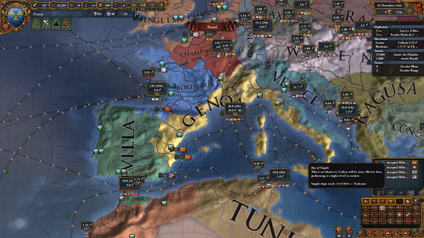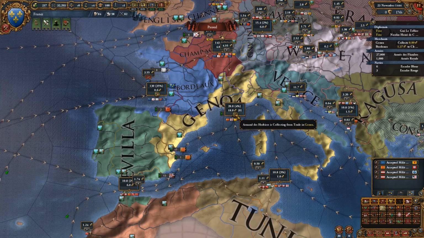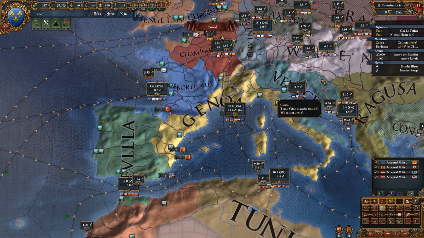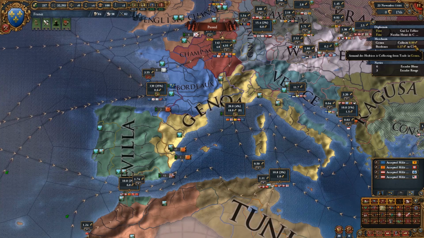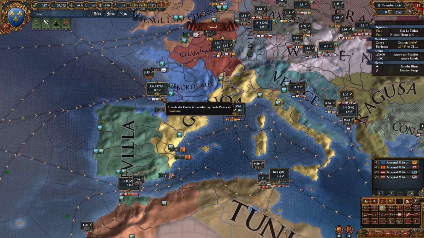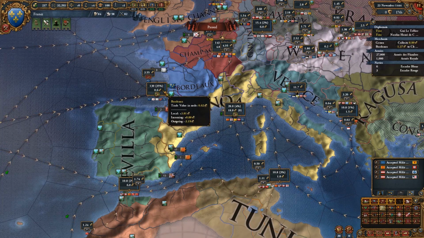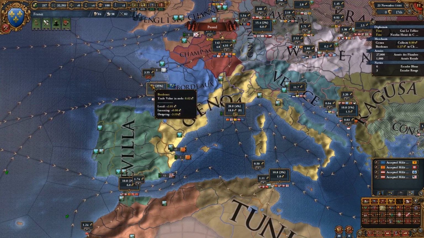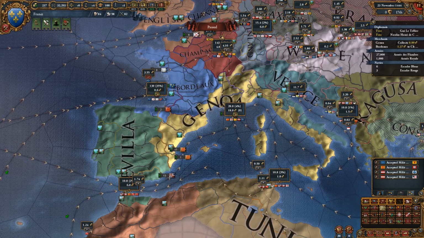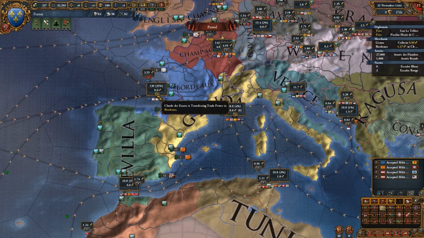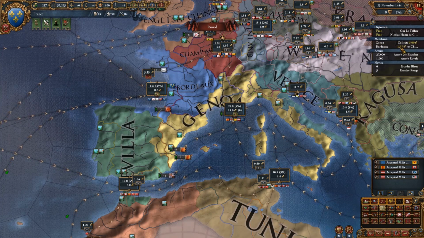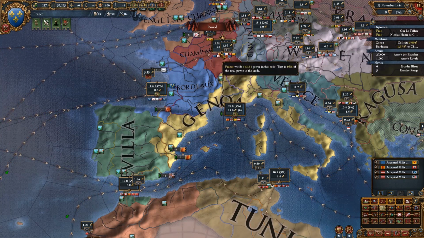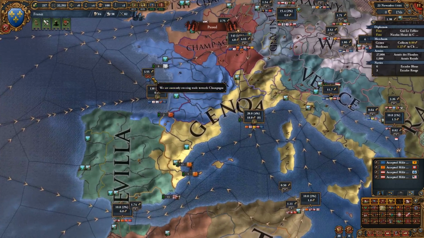Now, Genoa is an end node because all of the arrows flow in, nothing flows out. So our merchant in Genoa is collecting trade. And what we've got over here, because Bordeaux isn't an end node, trade flows out from Bordeaux into the Champagne trade node. And as you can see, this guy is actually forwarding 1.37 ducats to Champagne. So that's why there's a little tick here.